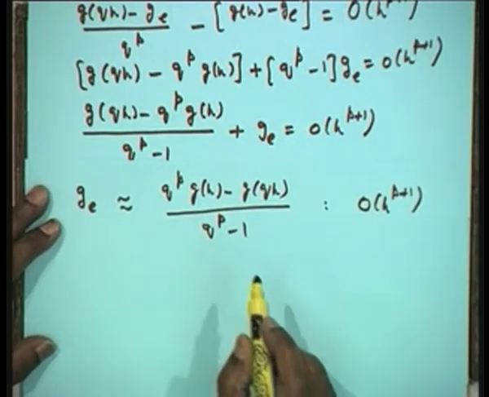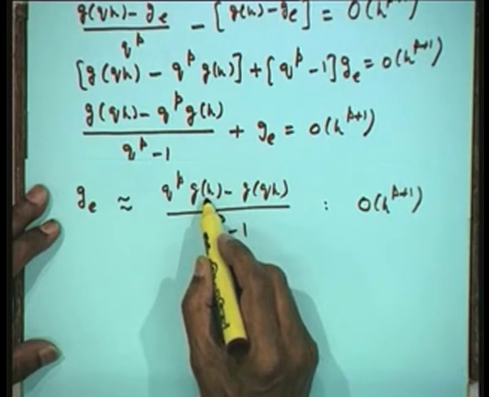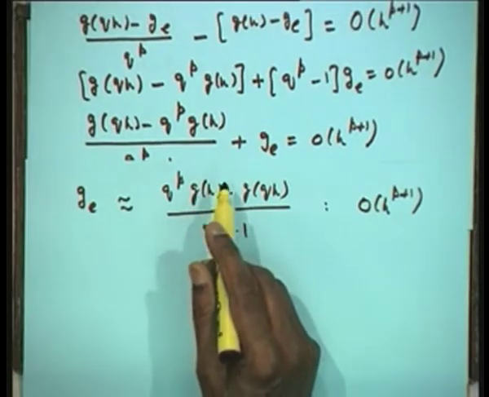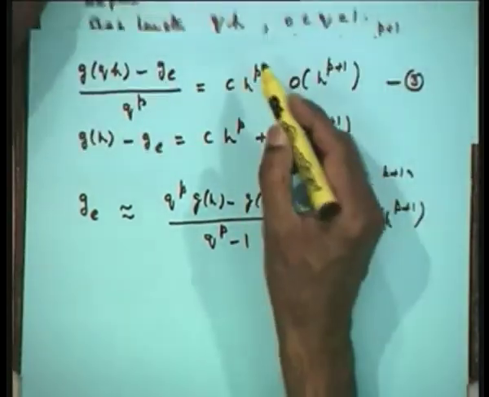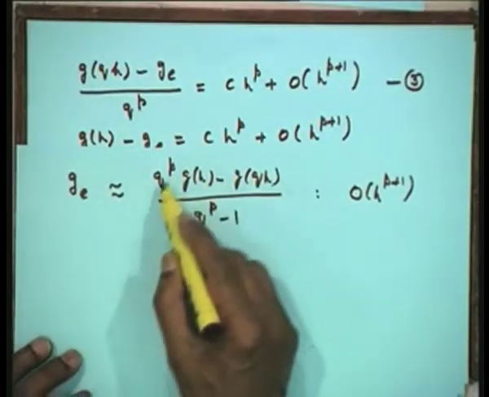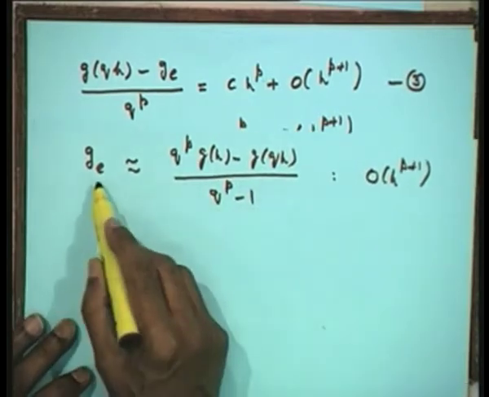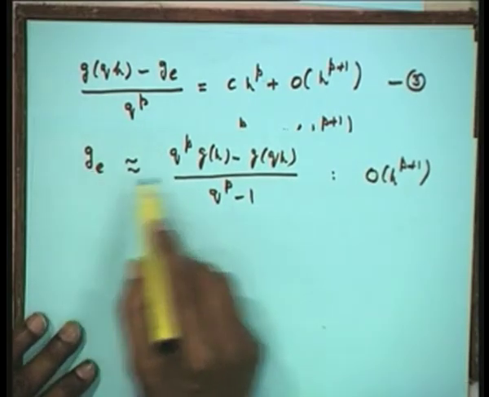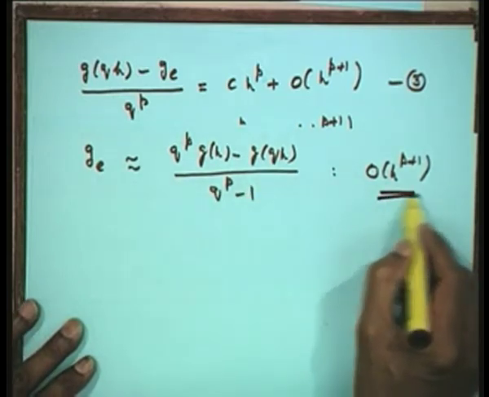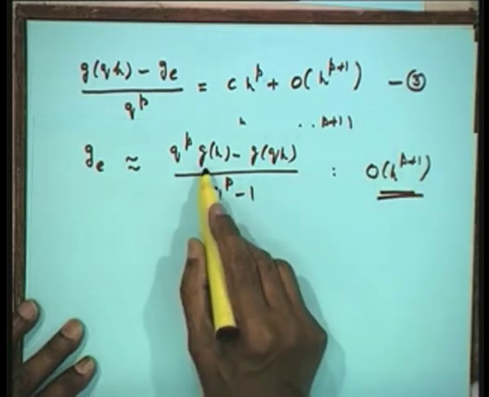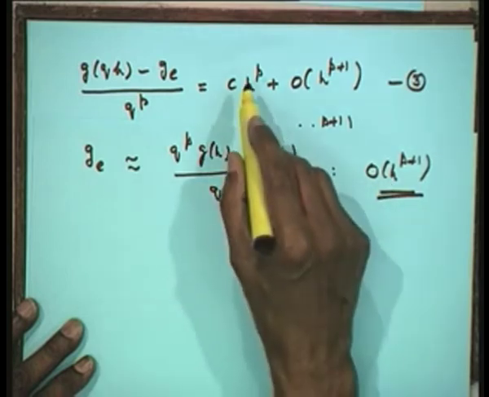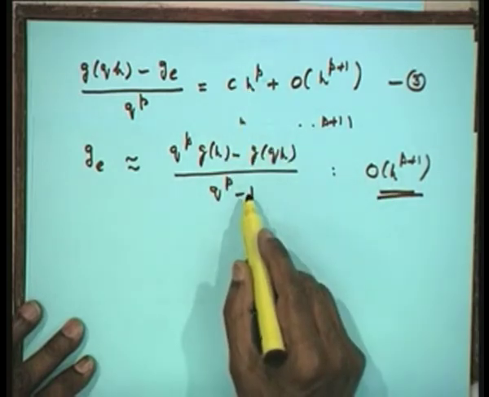Now, you see the interesting thing, g of h is the computed result, g of q h is also a computed result, q is the number that we already know, q is the number by which we have reduced the step length, that is q into h. So, q is also a known quantity. So, all the quantities here are completely known. Now, I have got the new approximation for the g exact as this particular quantity, and what is the order of the method? The order of the method is p plus 1. Therefore, I have manipulated two computed results to get a result which is one order higher than the previous one. So, it behaves as if you have obtained a higher order method.